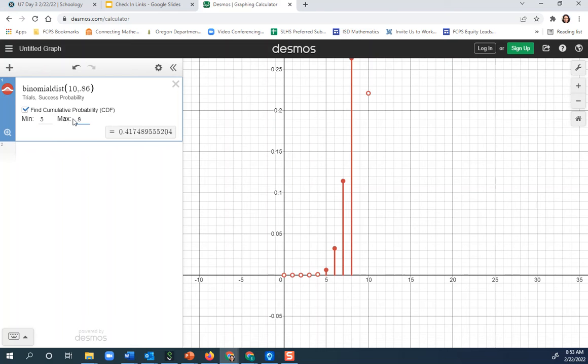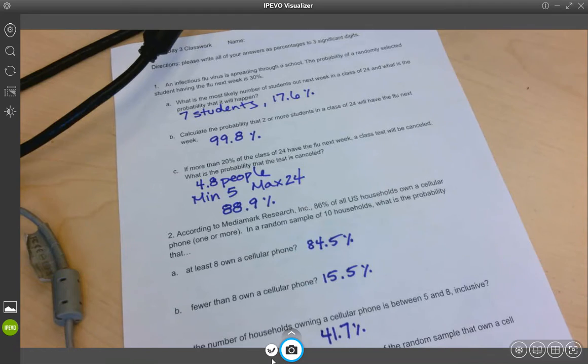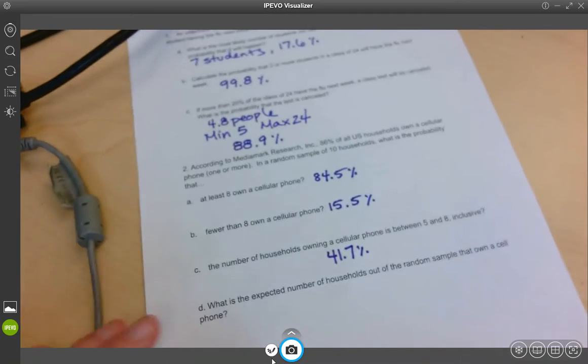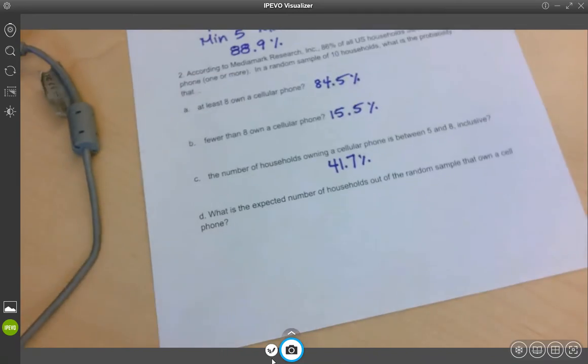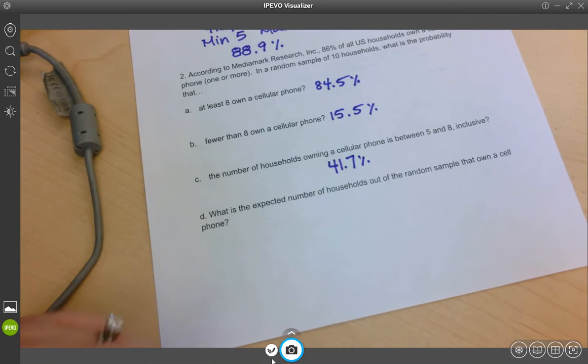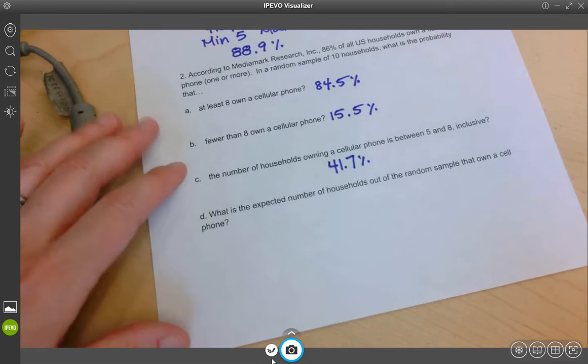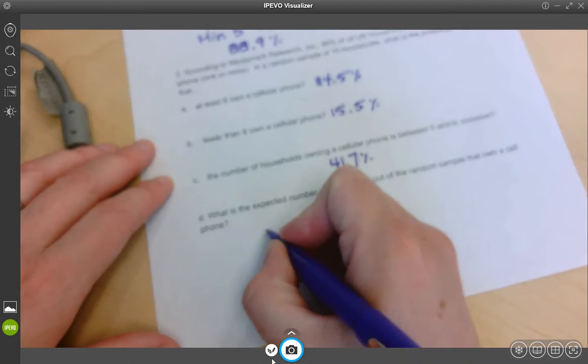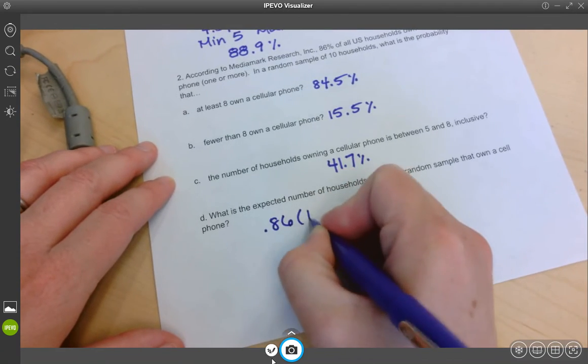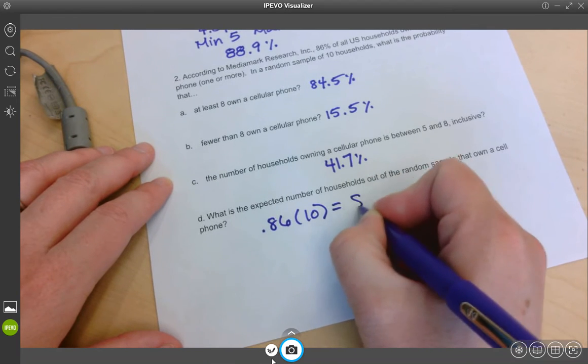Okay, and for the expected number of households, you actually did not need to use the binomial distribution. I just needed to find 86% of 10, right? Which is 8.6. Now for expected value, even though the number doesn't make sense, you're still allowed to use the decimal because you're going to translate it into larger numbers. So the expected value is 0.86 times 10, which is 8.6.